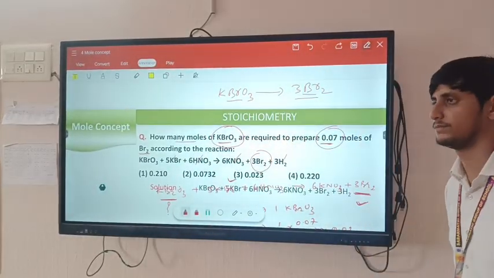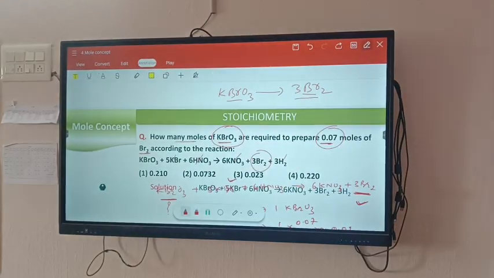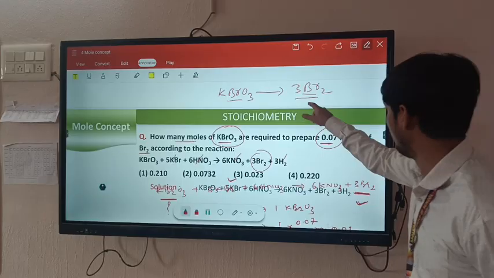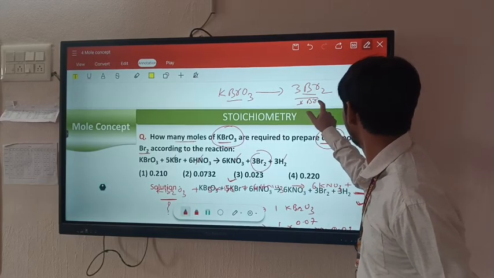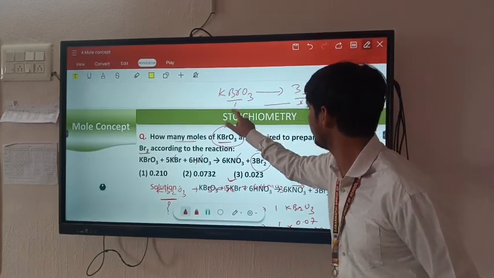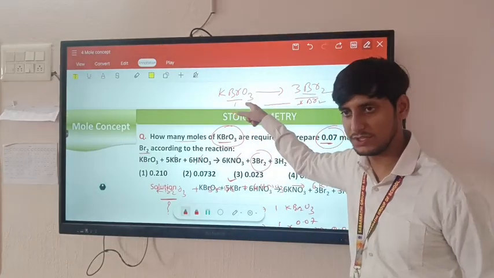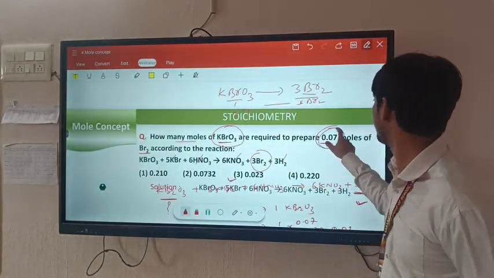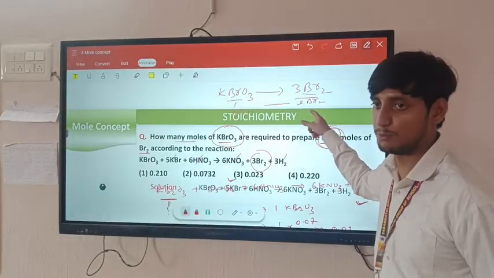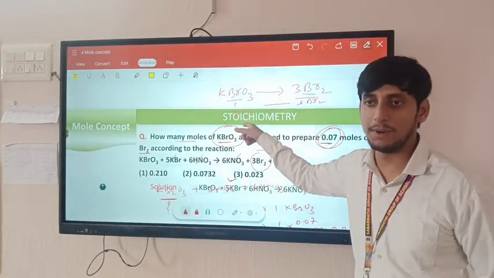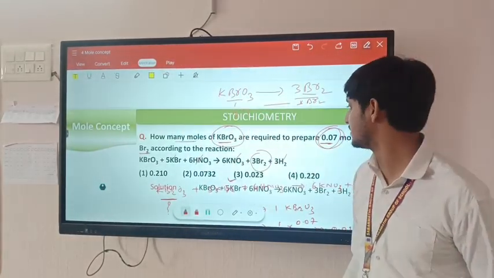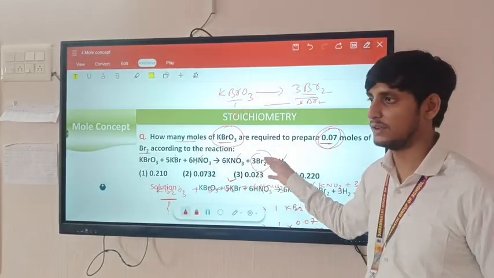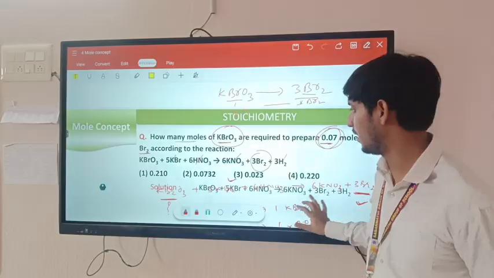Now solve. First convert Br2: 1 mole of Br2 requires 1 by 3 mole of KBrO3. The mole given is 0.07, so 1 by 3 multiplied by 0.07. Which answer is correct? 3.023. Right? Same.